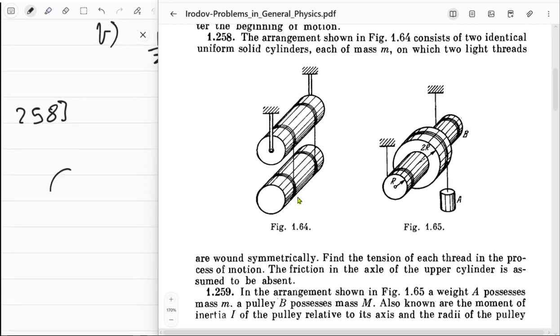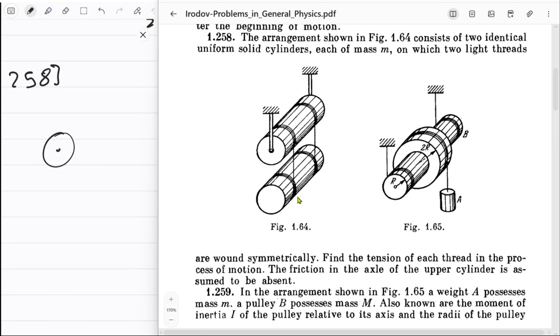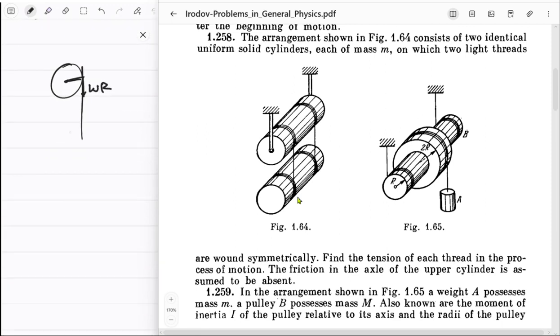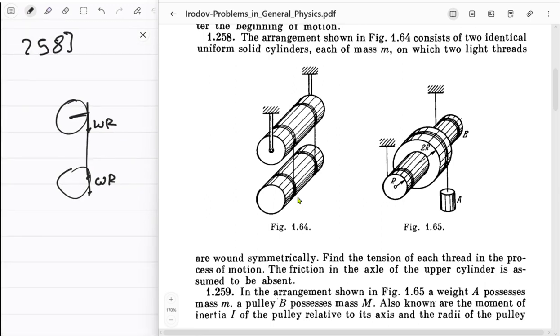At any given moment, suppose this has angular velocity omega. Then this point is moving down with omega r, which just means this point must also be moving down with omega r. It's a point on the string, not a point on the cylinder, because more string is being generated. Does that make sense?